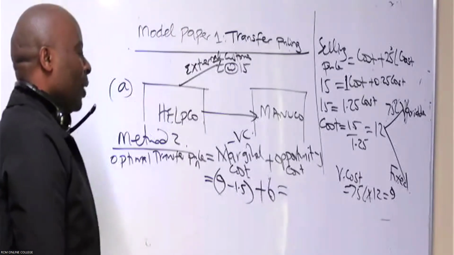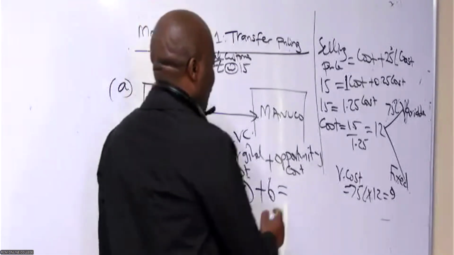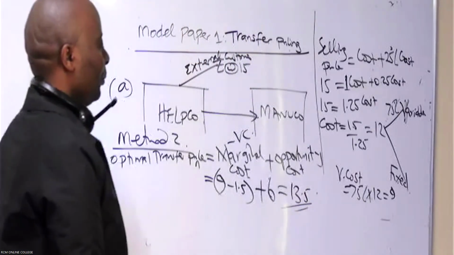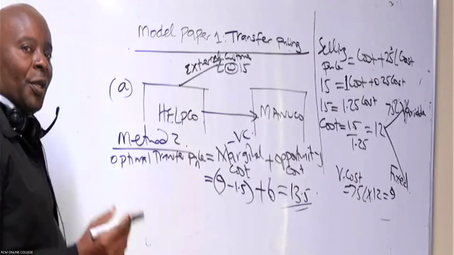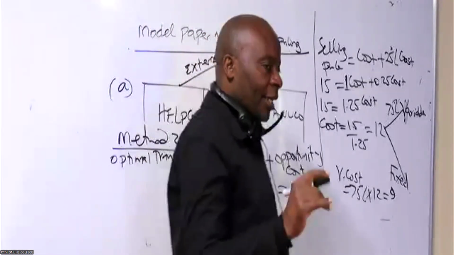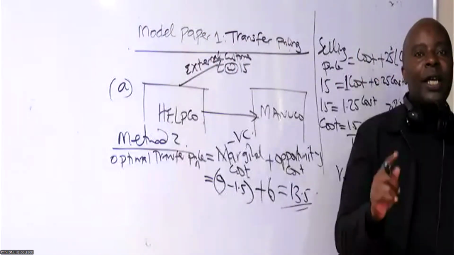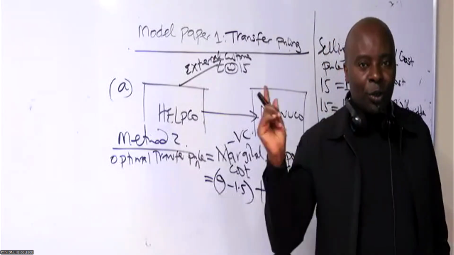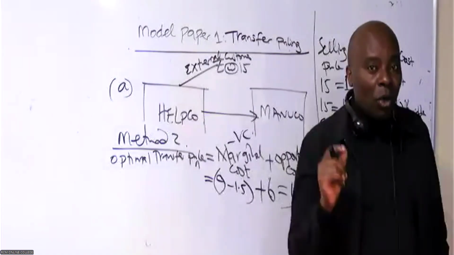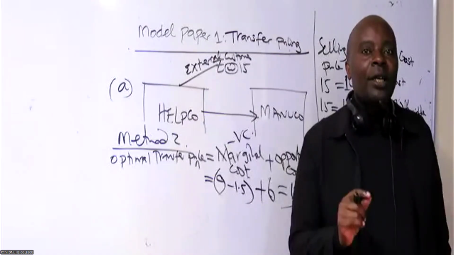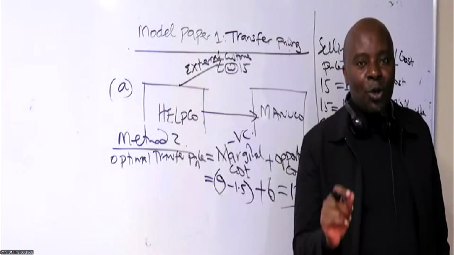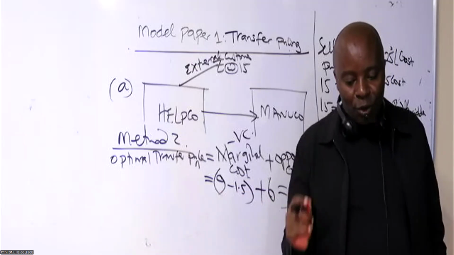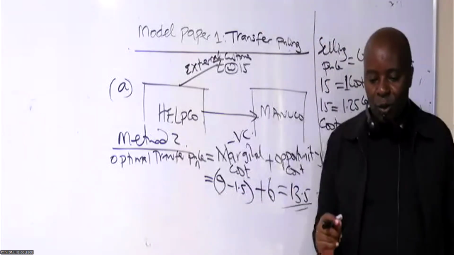Yeah, which will end up giving me what figure, somebody here? 13.5. So whenever there is an external market, the very best concept is for you to know that the transfer price will always be equal to the external market price minus any cost savings accruing to the fact that you're producing these goods for internal consumption.